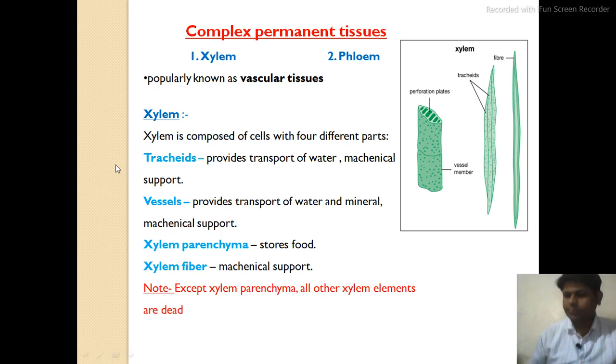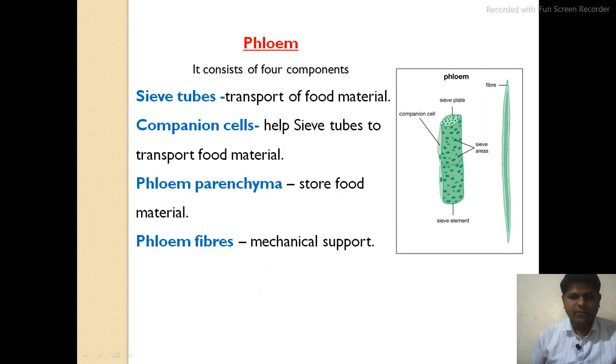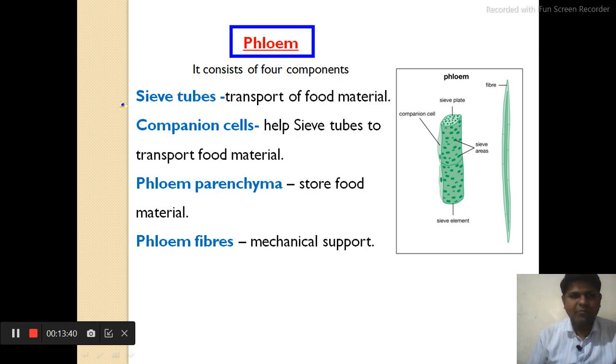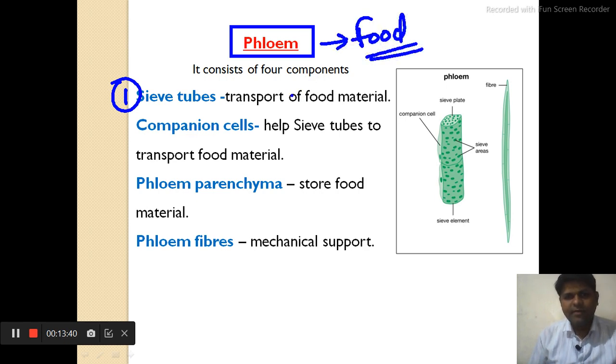Okay, the next is phloem. So phloem is another type of complex permanent tissue of plant. It also has four types once again. First one is sieve tube. As you know, phloem is responsible for the transportation of food. So sieve tube is responsible for the transportation of food material.